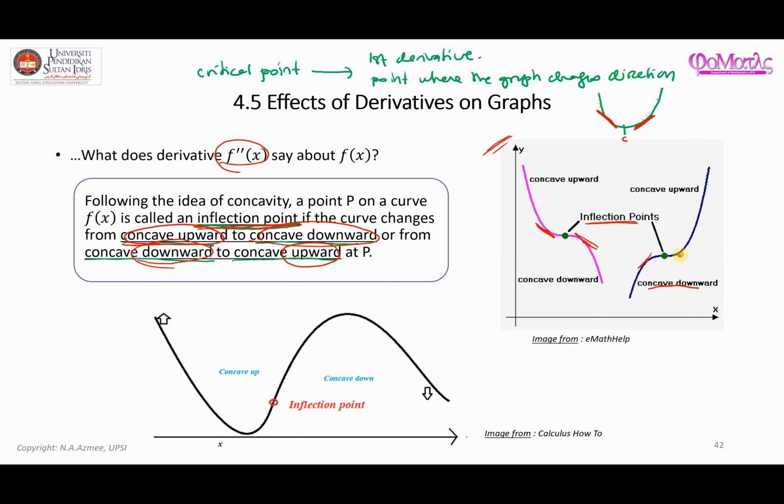And for this one, if I select this point here, I know that the tangent is going to be like this. And so the curve that you have here is above the tangent line, so we call it concave upward. Based on this, the curve changes from concave downward to concave upward, and therefore somewhere in the middle here is the inflection point.